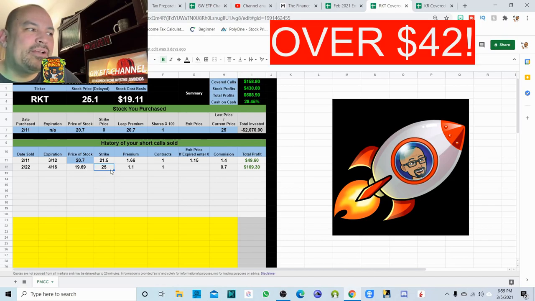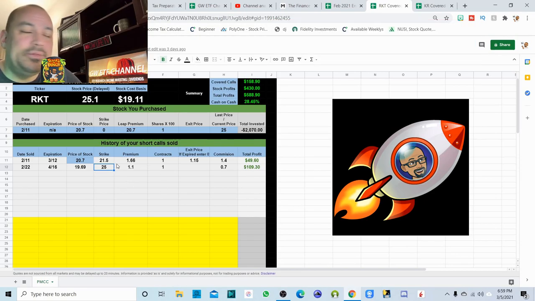If someone had exercised this call, they could have made me sell my shares to them at $25, and then sold the shares for $40 and made a whole bunch of money. But they didn't. I'm keeping the shares, apparently. The stock price right now is in the money, so we have until April 16th.